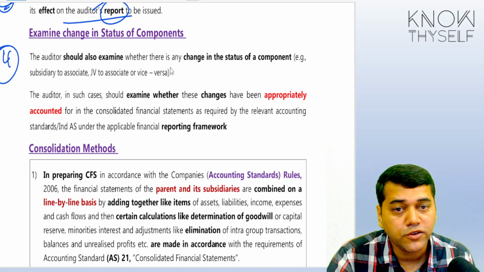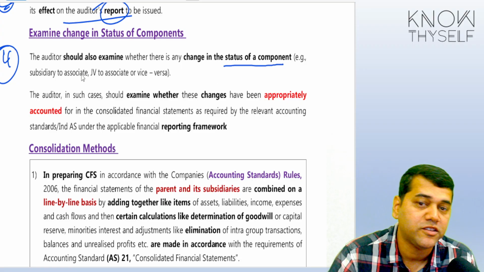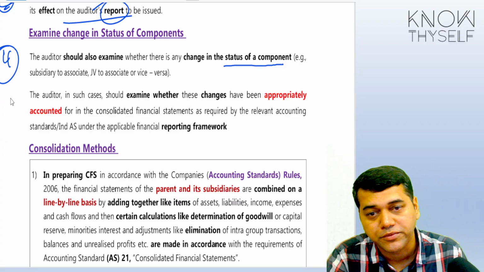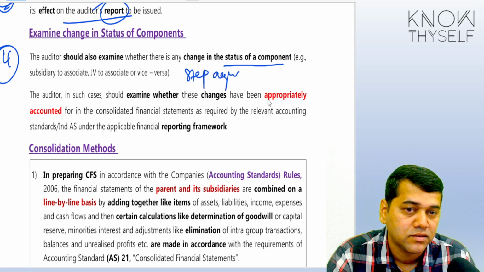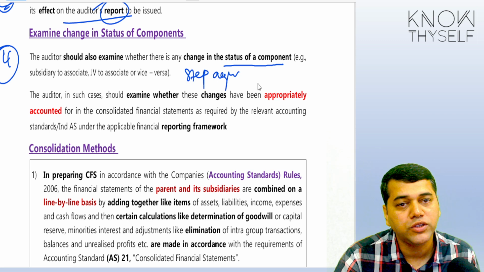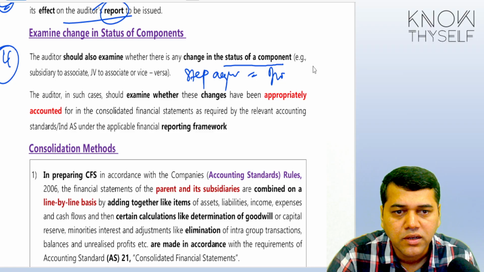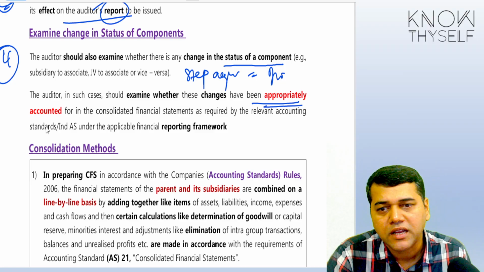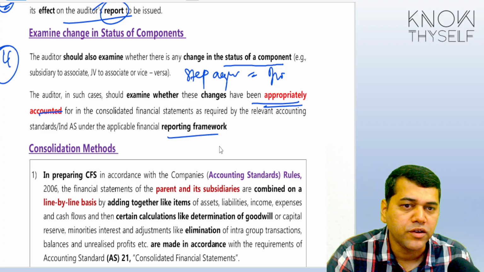So auditor should also examine, is there any change in the status of the component, like subsidiary has become joint venture, or joint venture has become subsidiary, because there can be possibilities of step acquisitions. Now, if yes, what to do then? Then check whatever Ind AS 110 is going to tell about it and whether that has been appropriately accounted. Very simple. As per the reporting framework.